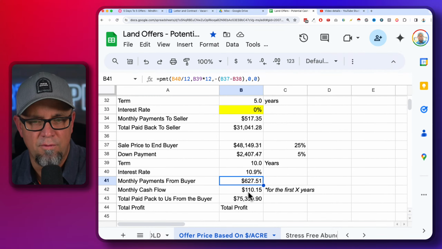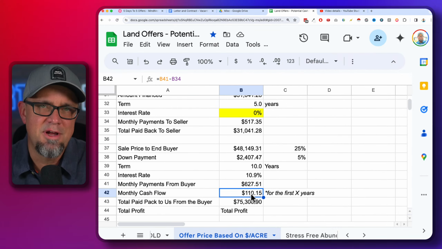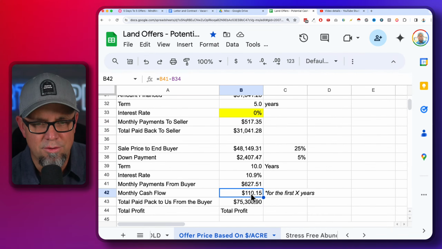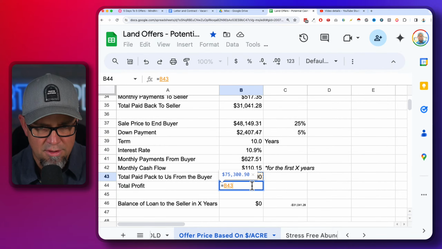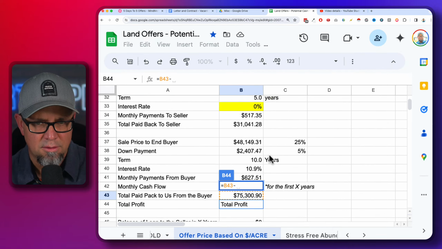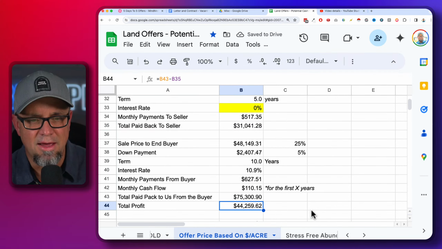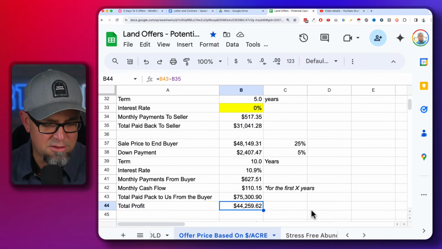So my cash flow for the first 5 years, because I'm paying the seller off, is $110. Not much to be excited about, but guess what's my cash flow for the next 5 years? $627 a month. My total profit on the deal is this minus what I've paid to the seller. My total profit on the deal is now $45,000. You see the power of this, selling with seller financing? And I'm using none of my own money. In fact, this is the ultimate cash now, cash flow, cash later, okay, for the most part.